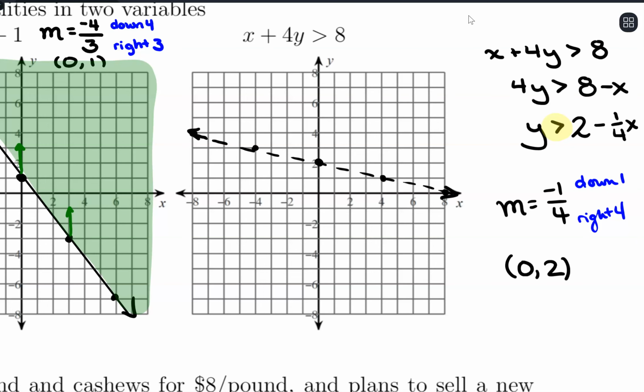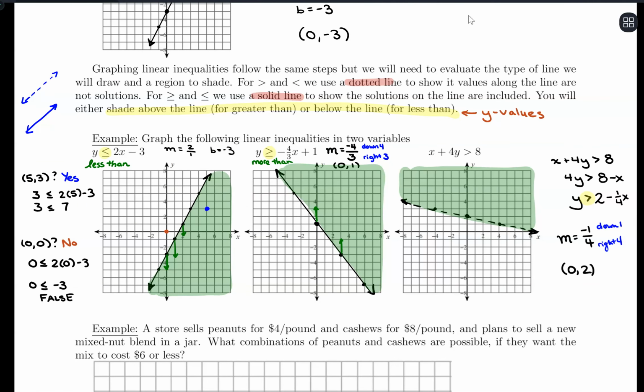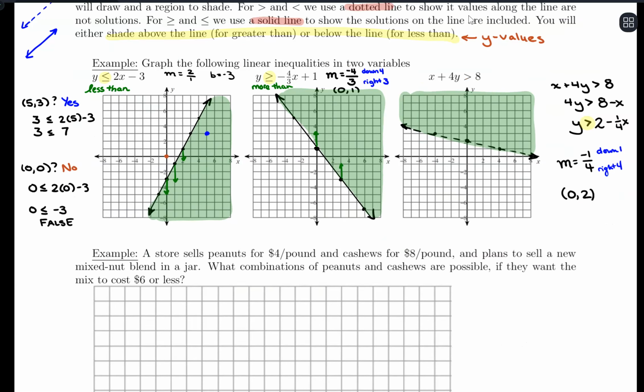All right, so we want the y values more than this line, so that means we're going to be shading above the line. And there's our solution. All right, so that's how we graph given these linear inequalities. And it's just a matter of evaluating that symbol to know what type of line you're using, and then shading above or below based on the direction of the symbol.